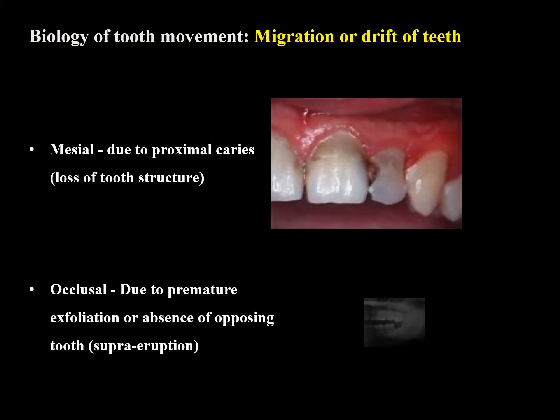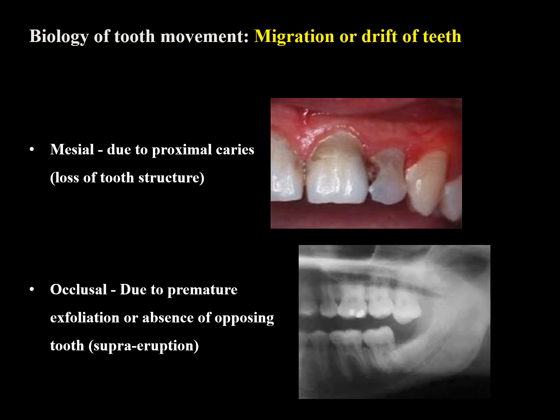When it comes to the migration or drift of teeth, you can see that due to pathological conditions such as proximal caries, there will be some amount of loss of tooth structure. When there is additional space between the teeth, there is a mesial movement or migration of the tooth. Also, occlusally, due to premature exfoliation or absence of the opposing tooth, in such cases you will see supra-eruption of the opposing tooth.